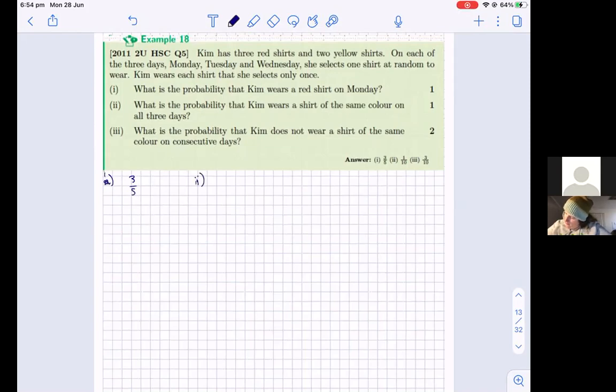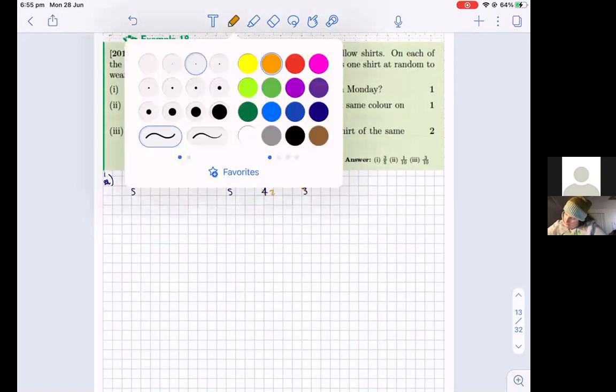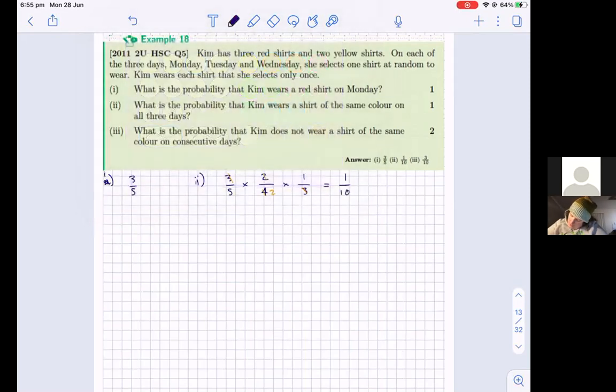What's the probability that she wears the same color on all 3 days? Well, she's only got 2 yellow shirts, so she can't be wearing yellow. She's got to be wearing the red. So we've got 3 out of the 5 for the first Monday, but then we've only got 2 left out of the 4 total. And then we've only got 1 left out of the 3 total. What does that come to? I'm not using my calculator. 1/10.